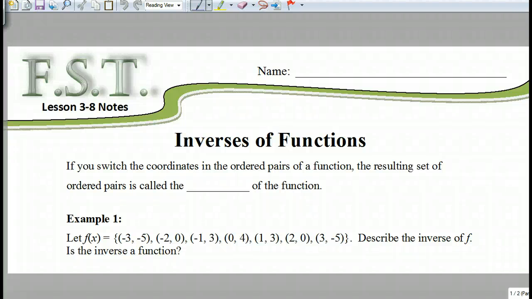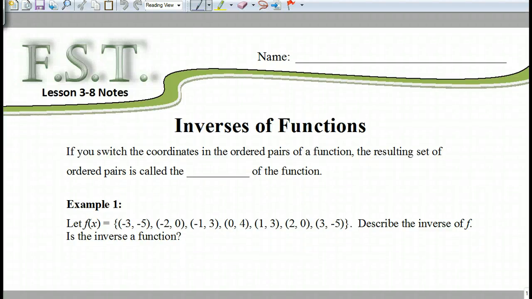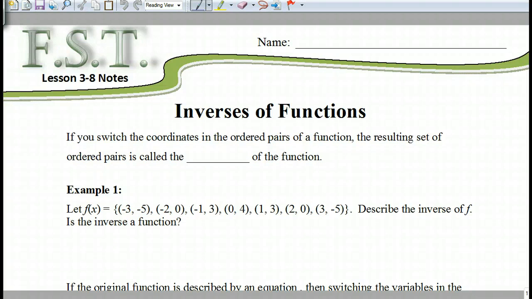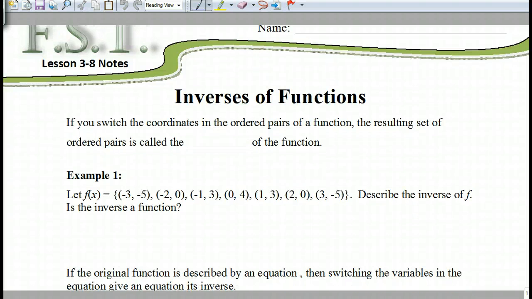All right, so we're on section 3.8, and today we're looking at inverse of functions. You guys have done this before. I don't think it's very hard. And if you just follow along with a few examples that we have, you'll be fine.